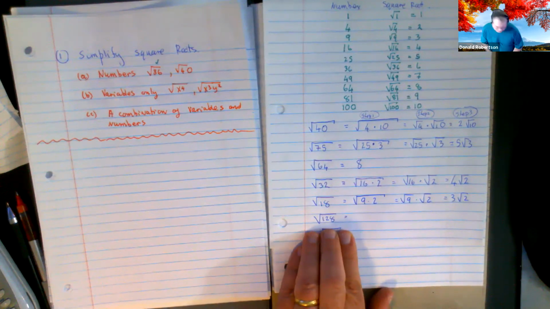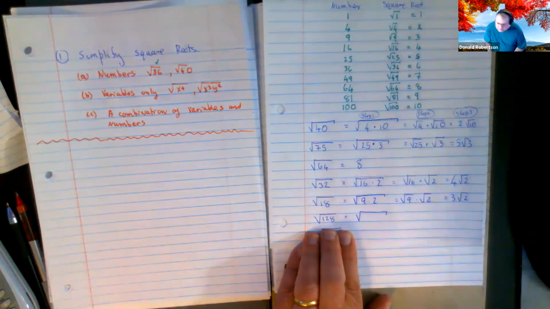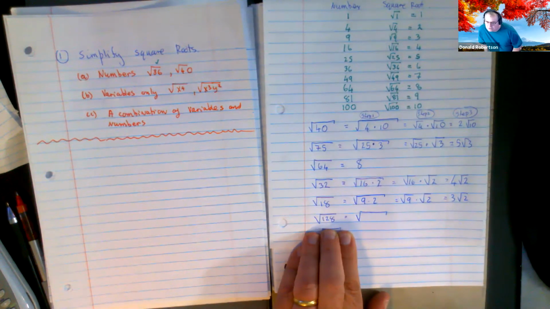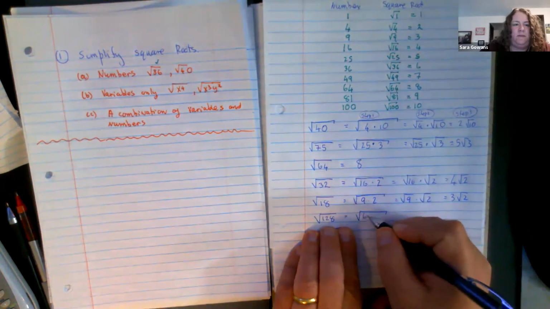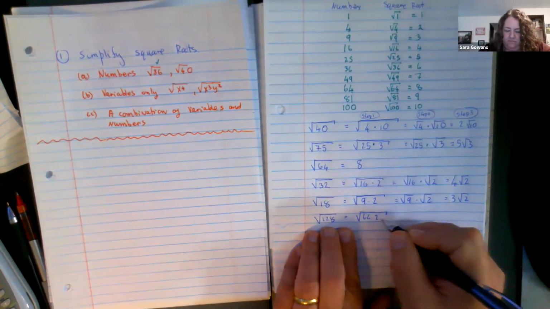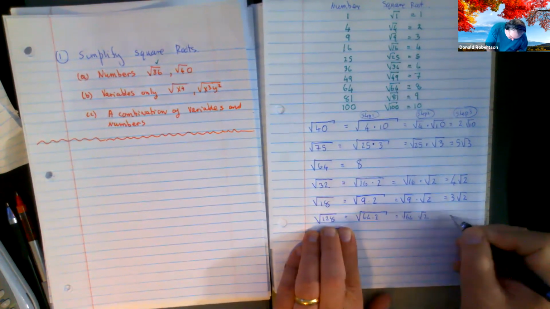Somebody else now for this one. This is a much messier question, but it does work. 128. 64 and 2. You got it. And that's the square root of 64 times the square root of 2, 8 square root of 2.